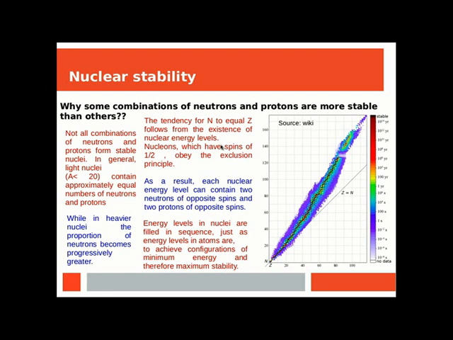The energy levels of an atom are filled by electrons according to the Pauli's exclusion principle. In a similar manner, the energy levels of the nucleus are filled by these nucleons, protons and neutrons, according to the Pauli's exclusion principle. That means one energy level can be occupied by only two neutrons and two protons. Two neutrons are of opposite spin and two protons of opposite spin.